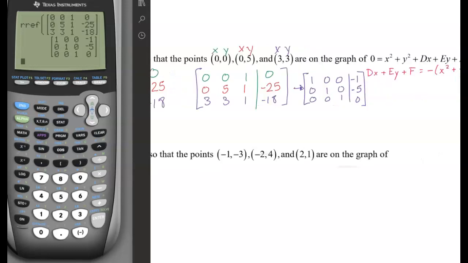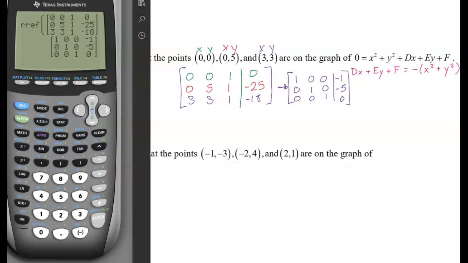So, I'm now just going to take these and plug them into my original equation there, remembering that the first entry is D, then E, then F. So I have 0 is equal to x squared plus y squared minus 1x, which the 1 becomes invisible, so it's just minus x, plus, or sorry, no, it's negative 5y, and then there is no f, it's 0. And this is our equation.